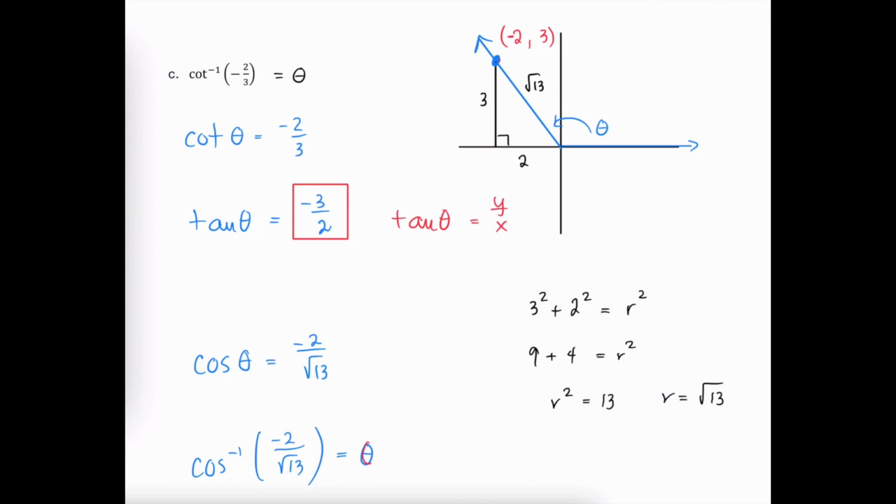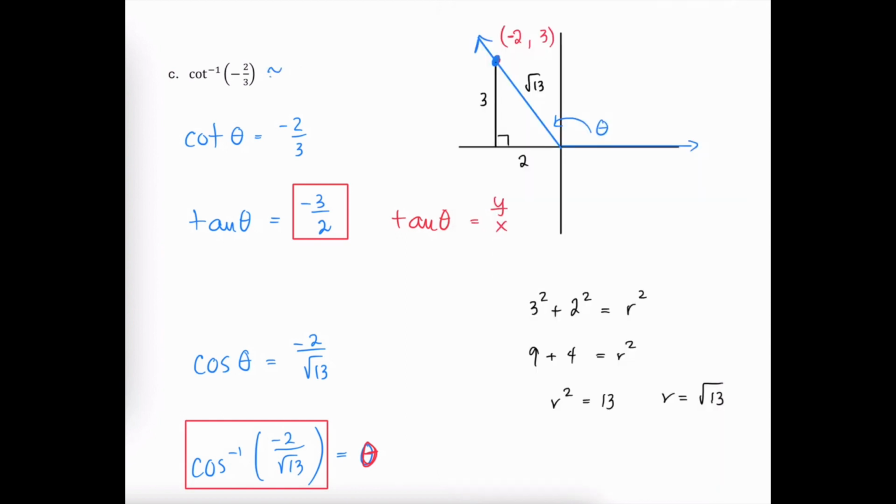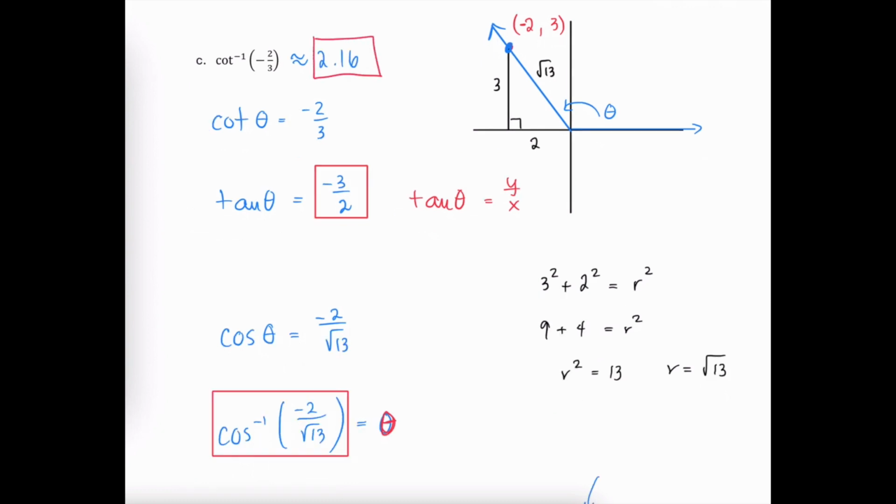So this is what we're going to put into our calculator in order to get our angle theta. So back over here, we're still in radians, and we're going to use second inverse cosine of negative 2 divided by square root 13, and then we hit enter and we get the angle 2.16 after we round that to 2 decimal places. So our final answer is going to be approximately 2.16. Again, no units because we're measuring in radians, and that would be our answer.